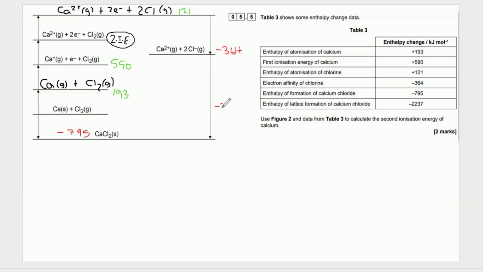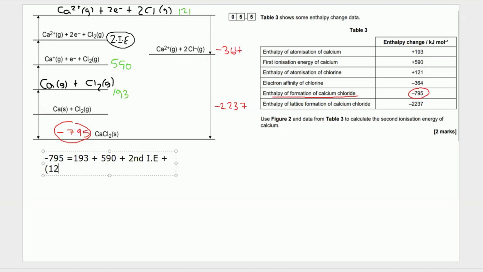And remember, it's per mole, so you have to take account of wherever they put a big 2 or a coefficient on the equation. You're going to need to multiply in those situations. And then we have minus 795 here. This is for the enthalpy of formation of calcium chloride, and minus 2237 is for the lattice enthalpy of formation of calcium chloride, and that's on the right.